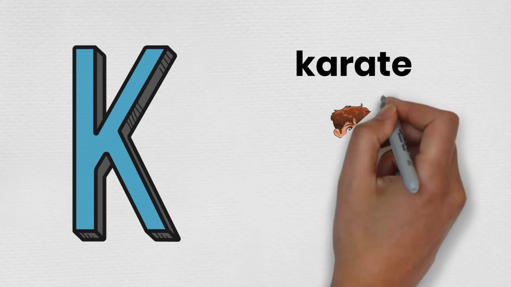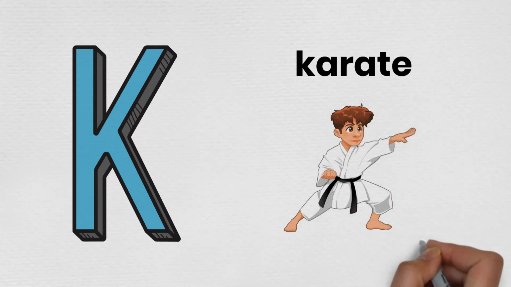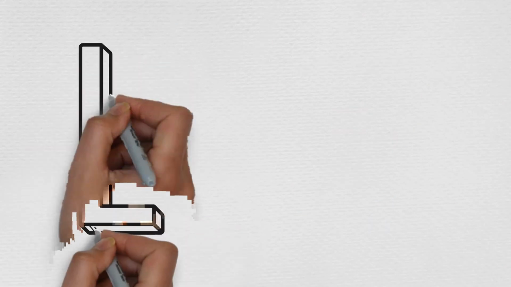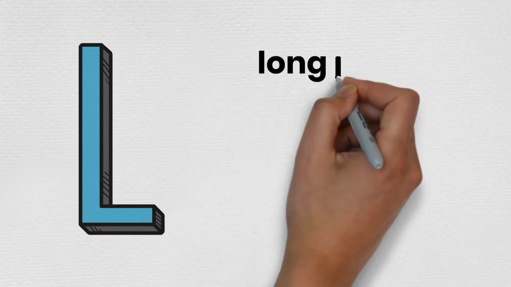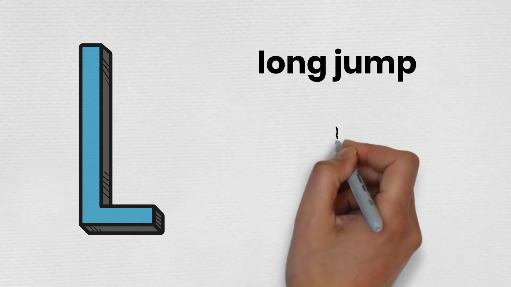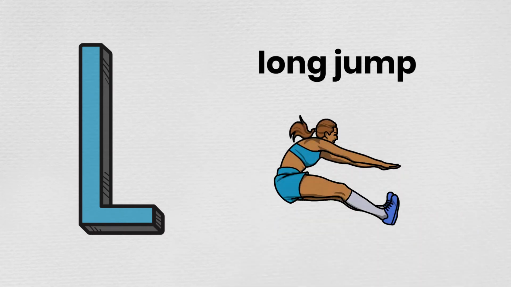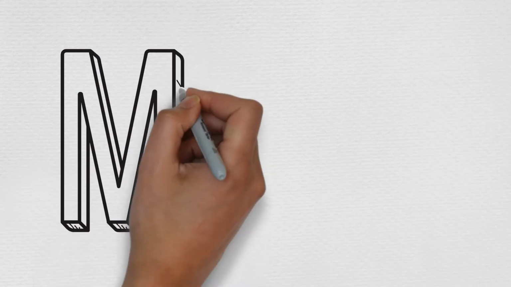K is for karate. L is for long jump. M is for motocross.